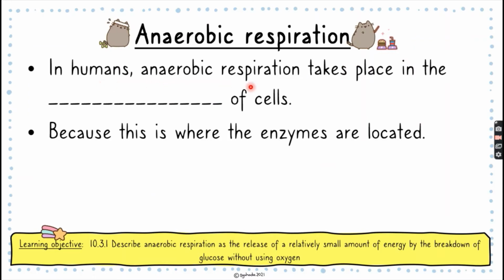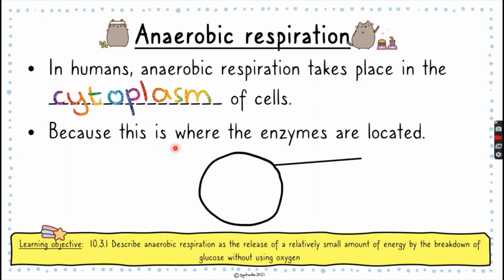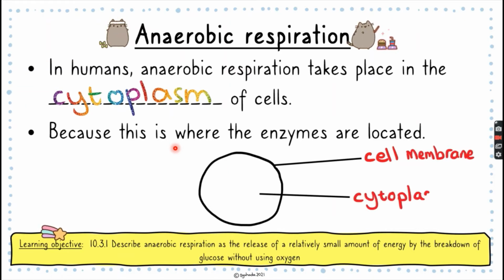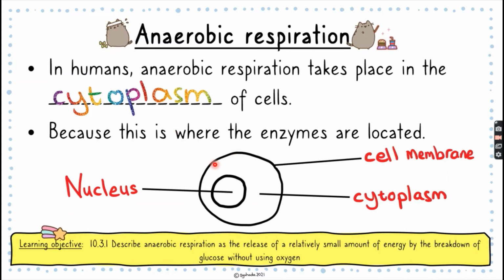So in humans, anaerobic respiration takes place mainly in the cytoplasm of cells. Remember, we talked about aerobic respiration, and that occurs in the mitochondria. So for anaerobic, this occurs in the cytoplasm. If you remember, you draw a circle, and that is your cell membrane. The space within the circle is your cytoplasm. You draw another circle inside, and that refers to your nucleus. And in the cytoplasm right here, that is where the enzymes for anaerobic respiration can be found. So we say that anaerobic respiration takes place in the cytoplasm of cells.